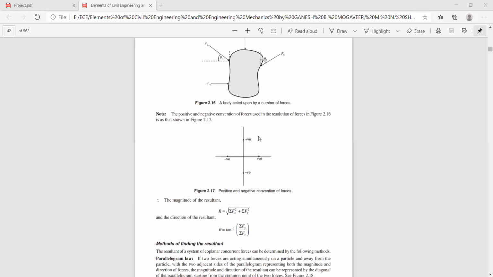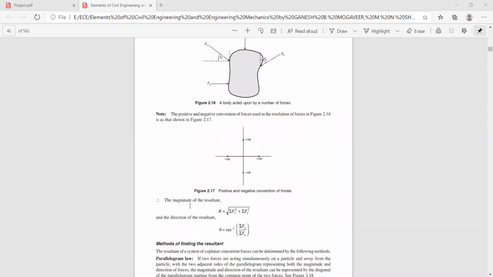That means in the first quadrant, both are positive. In the second quadrant, F of y is positive and F of x is negative. In the third quadrant, both F of x and F of y are negative. And in the fourth quadrant, F of x is positive and F of y is negative.